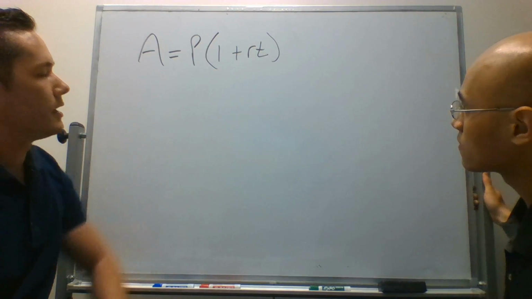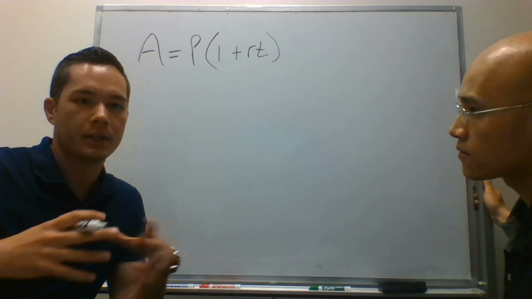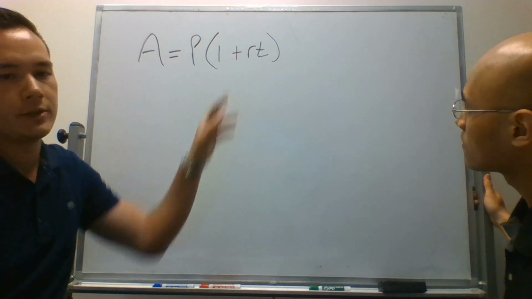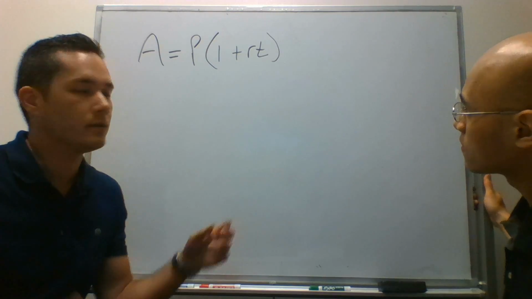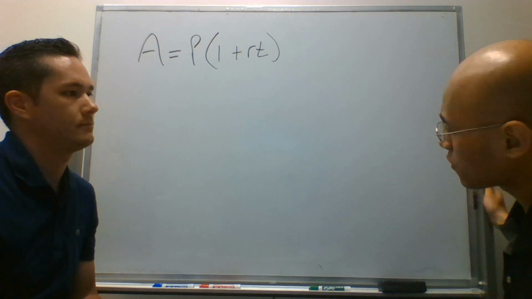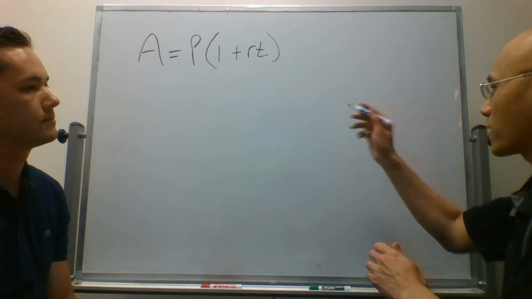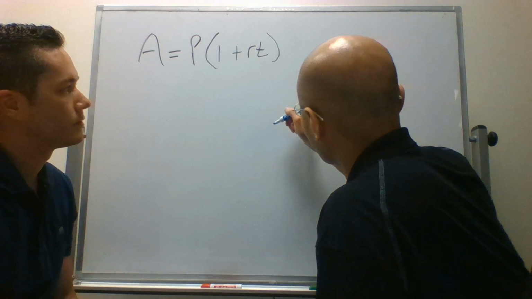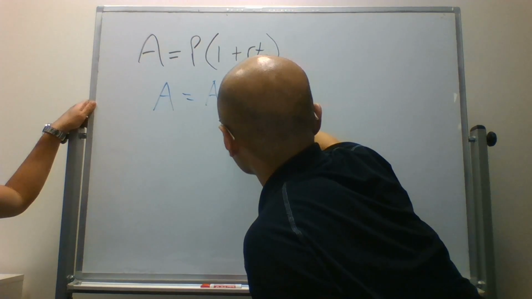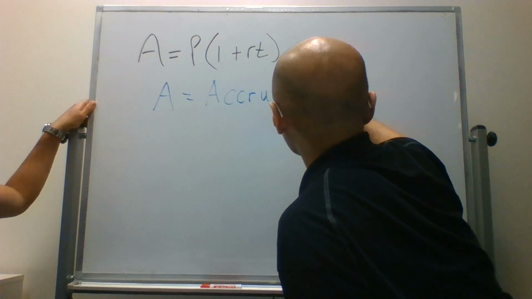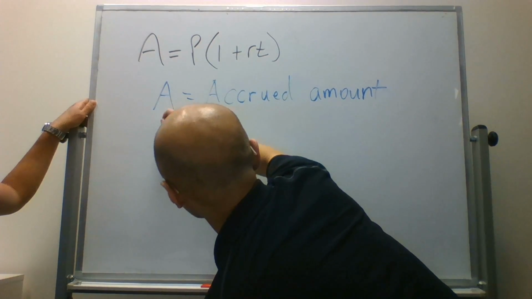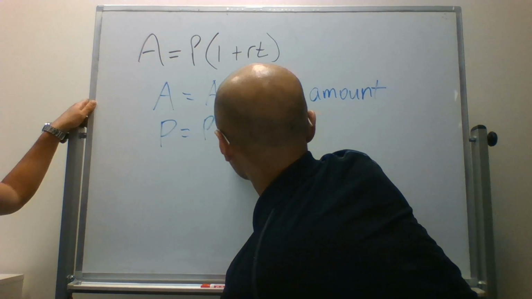So it's important that R and T are consistent in terms of the time units that we're talking about. So if we're talking about years, the interest rate should be, for example, 6% per year, and then the time frame would be how many years I lent that money. That's a very good point. I think it would be good if we write what you just said out on the board. So A is the accrued amount. P is the principal amount.